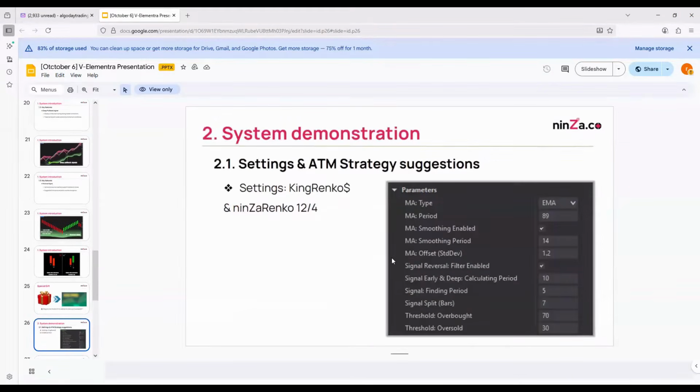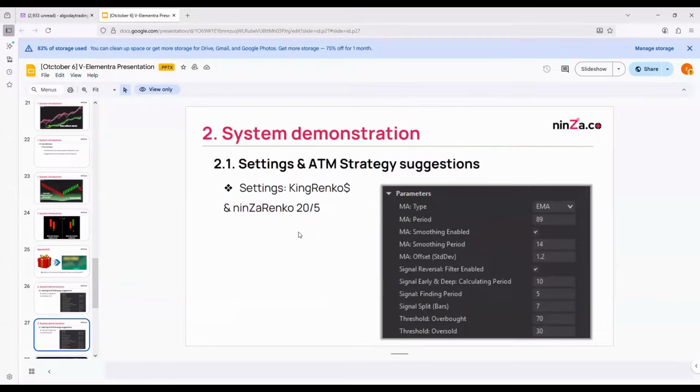Yeah, this is what I used. So they recommend these settings. I used the King Renko 25 for my charts, and so I used this setup that they have over here, these parameters in the indicator, which I think pretty much they just changed the moving average over there.